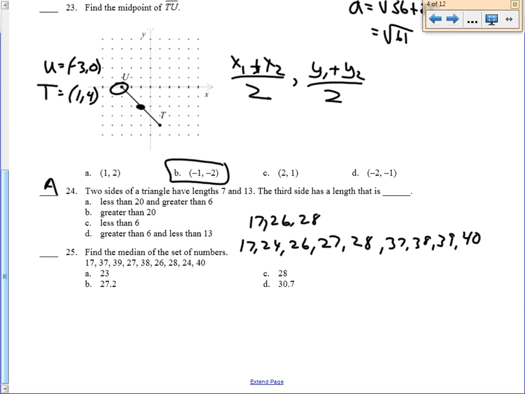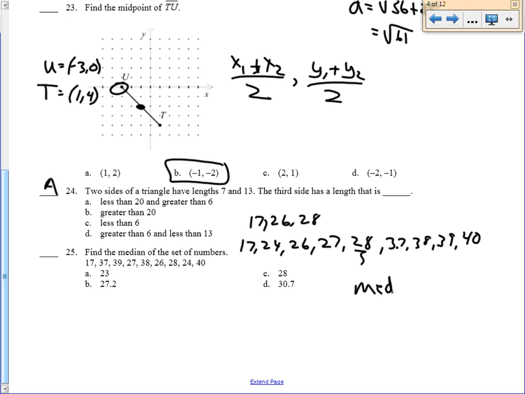I would count my set here: 1, 2, 3, 4, 5, 6, 7, 8, 9. Come over here: 1, 2, 3, 4, 5, 6, 7, 8, 9. An odd number of data points, so there's really no math. It's just a matter of picking out the number. Anybody? 28. So 28 is called the what?